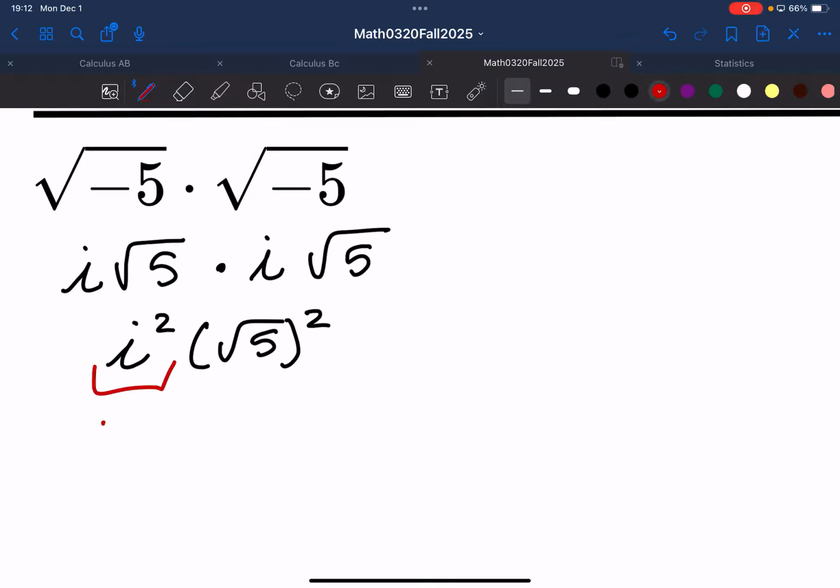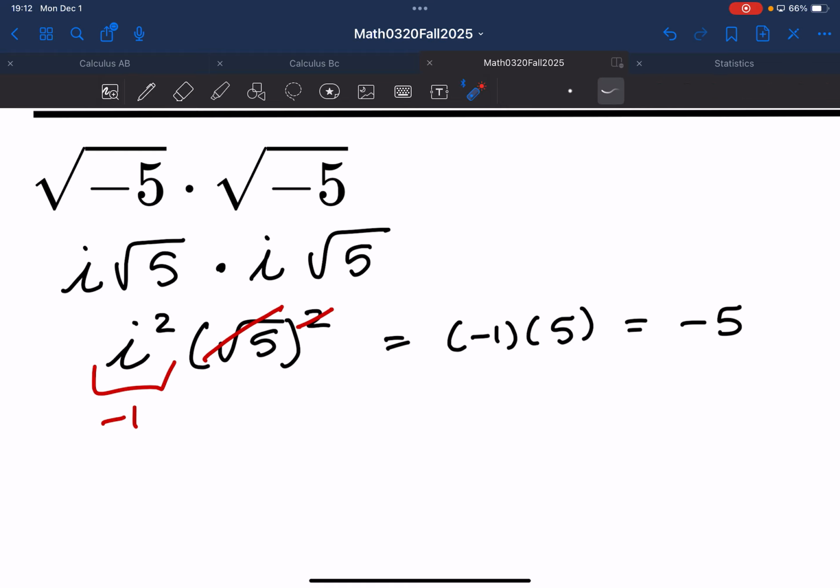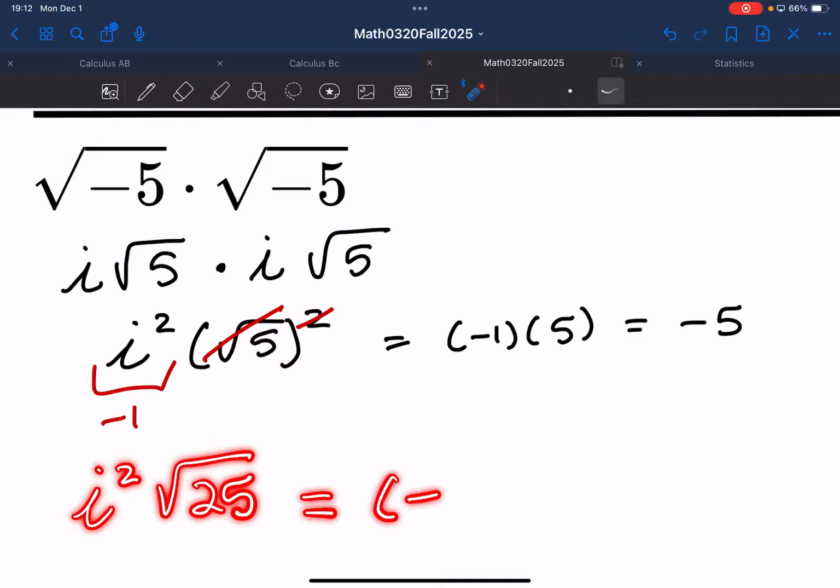Because this right here is negative 1. This radical cancels out with the exponent. So we have negative 1 times 5, which is negative 5. Would it be considered wrong if it was negative 25? It would be wrong, only because what you would have done is i squared times the square root of 25, which is still 5. So it'd still be negative 1 times 5, which is negative 5. So either way, if you multiplied inside the radicals to get a number, you still have to simplify.